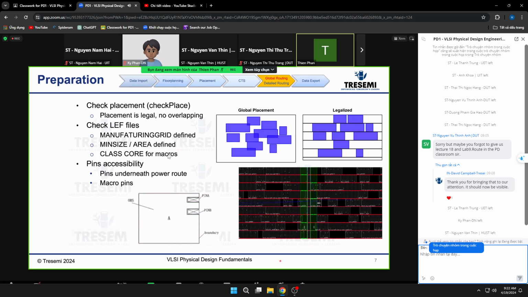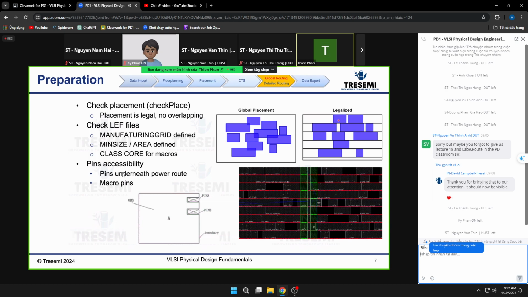So the assumption is that by this point, prior to getting to routing, the placement is legal. That's the key here. We need the placement to be legalized, so all the cells have to be placed legally.